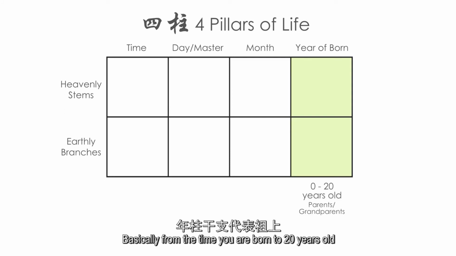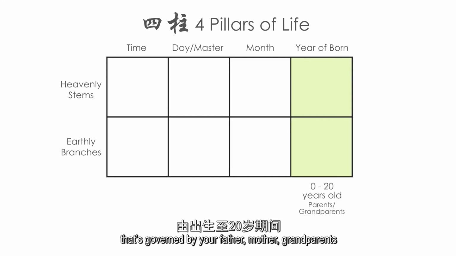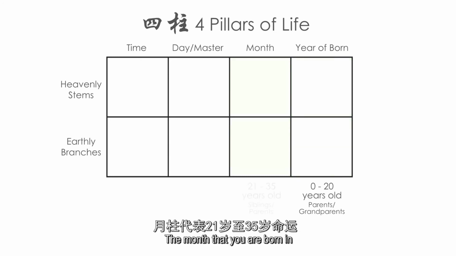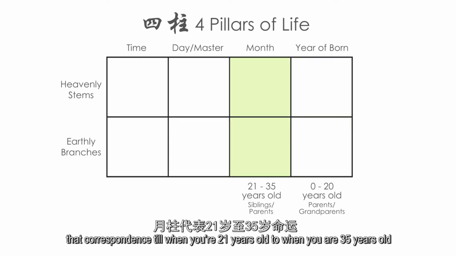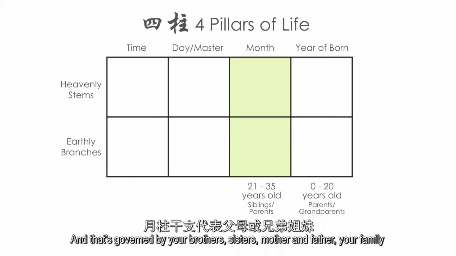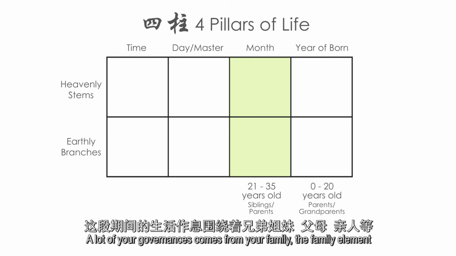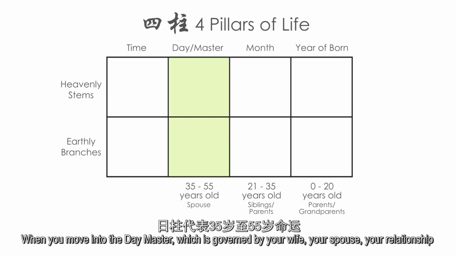So basically from the time you're born until you're 20 years old, that's governed by your father, your mother, your grandparents. That's sort of what oversees that time period in your life. The month that you were born, that corresponds to when you're 21 years old to when you're 35 years old. And that's governed by your brothers, your sisters, your mother, your father, your family, right? Because typically up until about 35, a lot of your governance comes from your family, a lot of the family element.